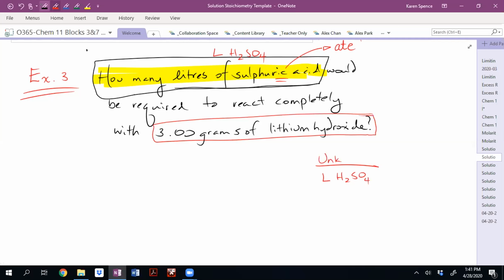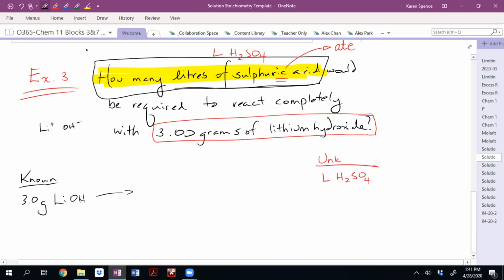So we are starting with our known, which is 3 grams of lithium hydroxide. Lithium is Li plus, hydroxide is OH minus, and so we have 3 grams of LiOH. Now, what do we convert grams of lithium hydroxide into in order to get eventually to our liters of H2SO4?